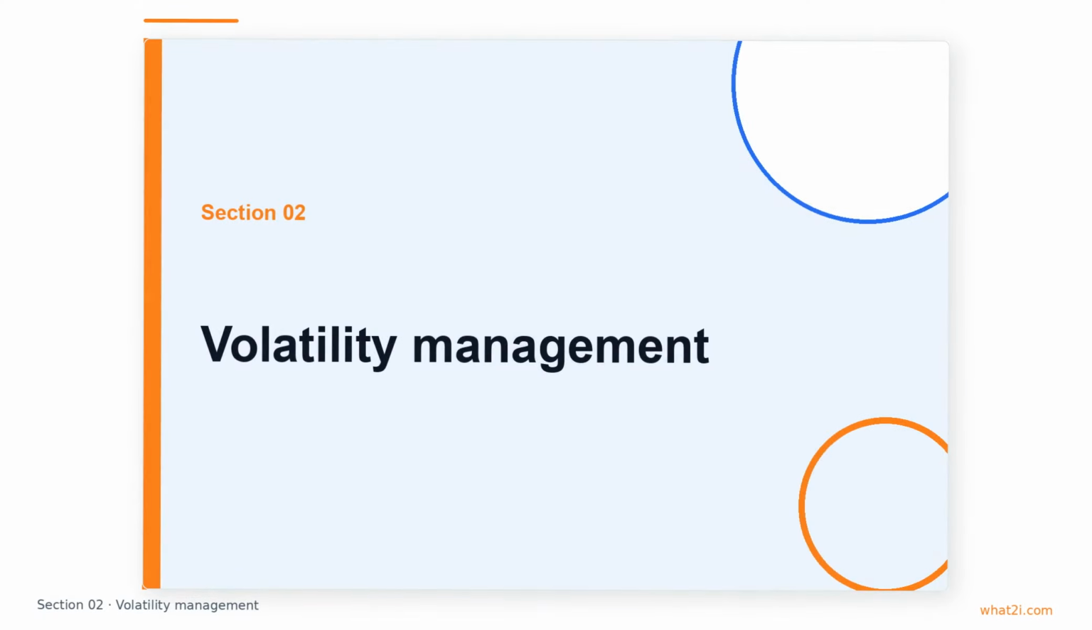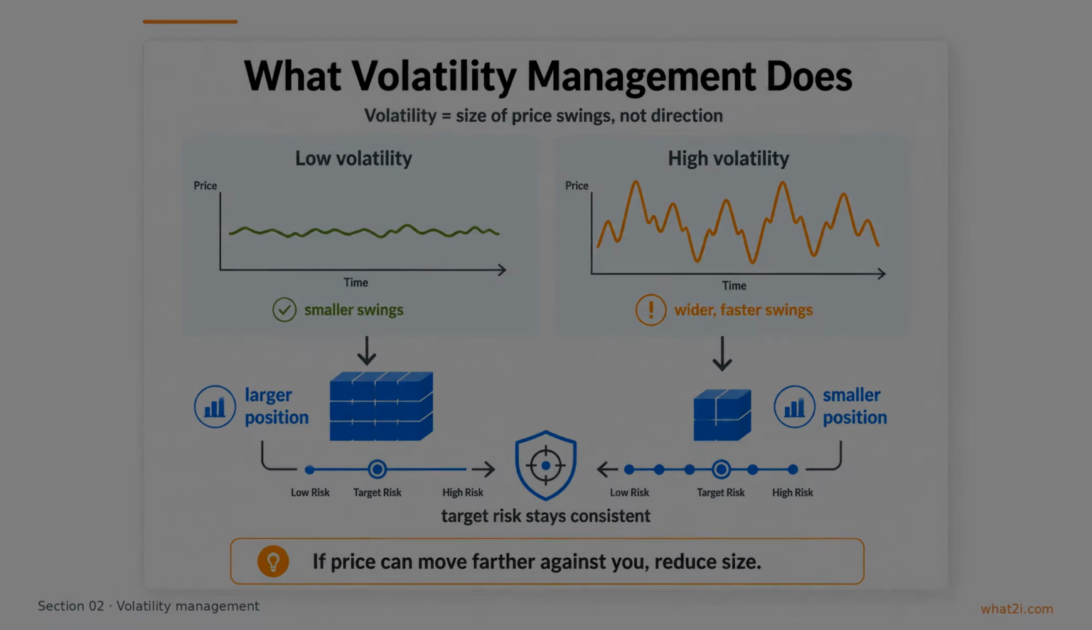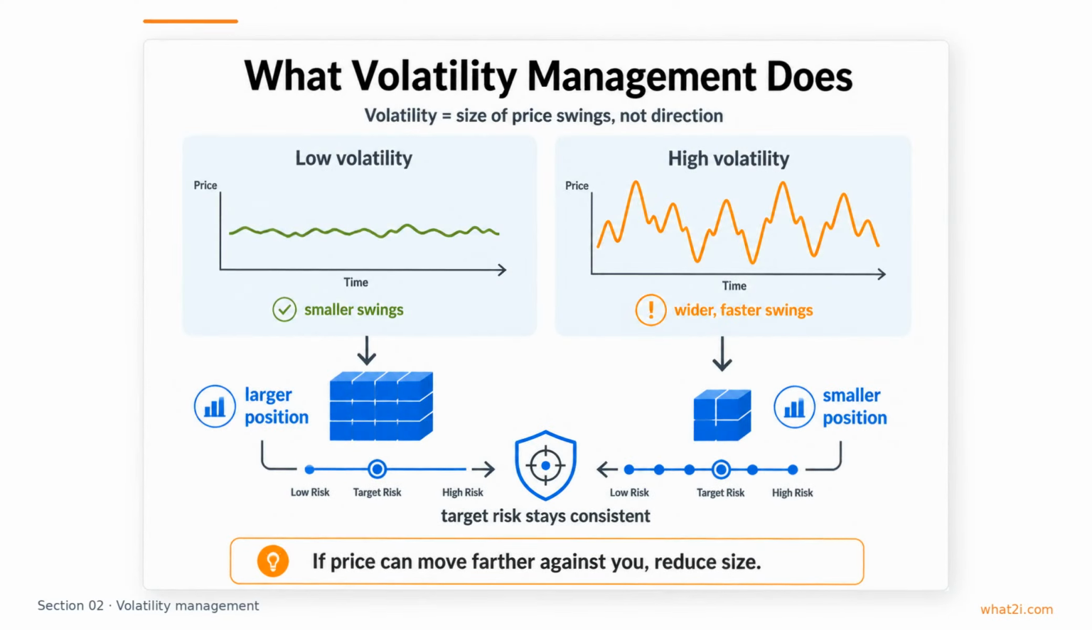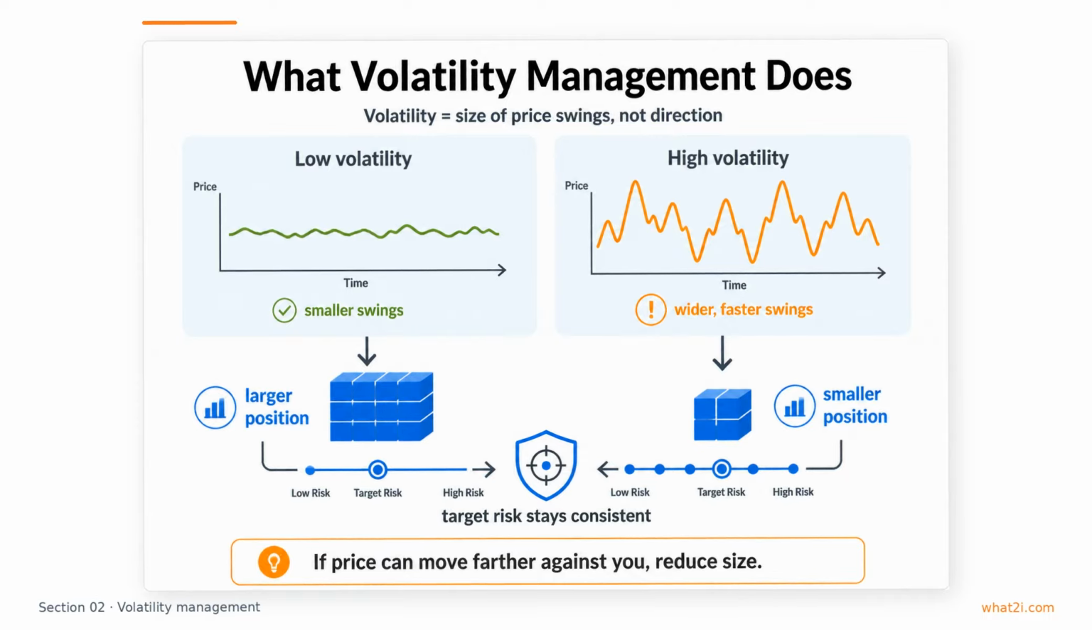Section 2. Volatility management. Position sizing gave us a fixed risk framework, and volatility management adds a way to adapt that framework to changing market conditions. Volatility is simply the size of price swings, not whether price is going up or down. When volatility is high, price tends to move farther and faster, which means a normal fluctuation can become a meaningful loss. When volatility is lower, price behavior is usually steadier and stops can often be tighter.